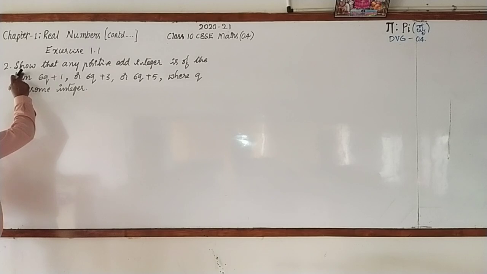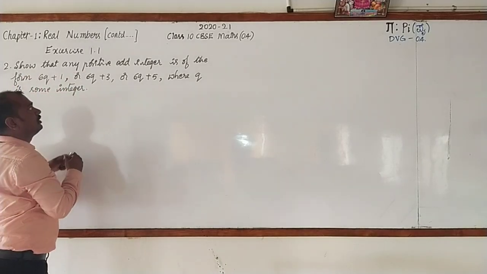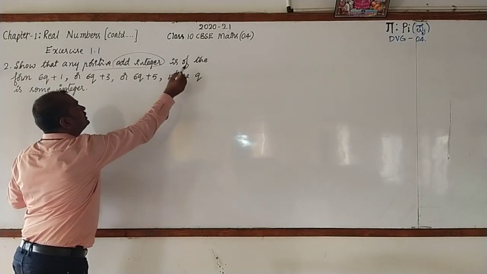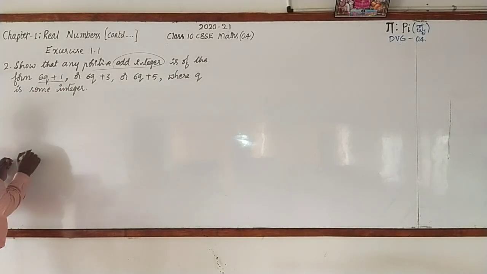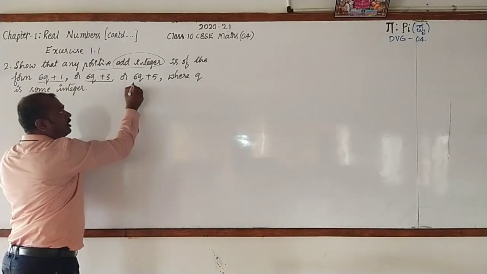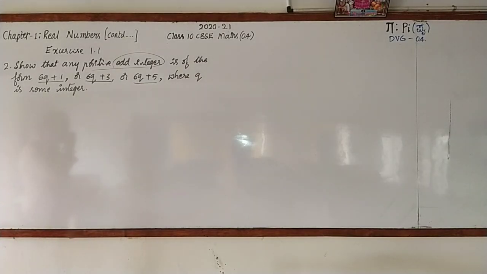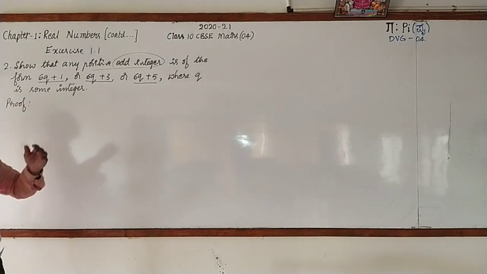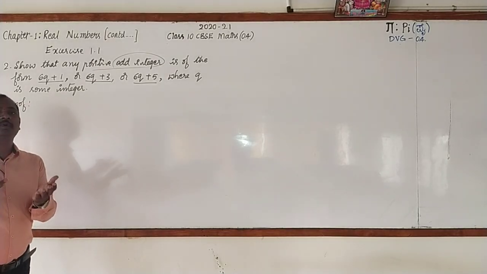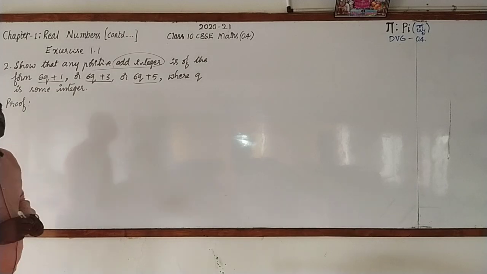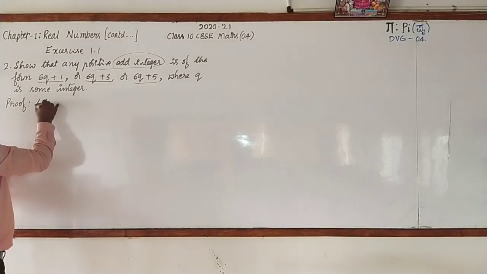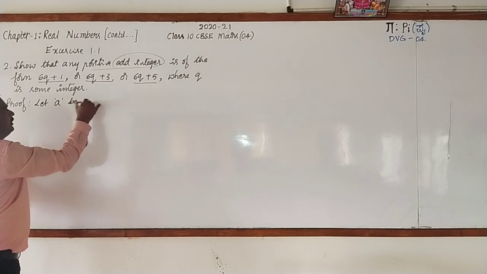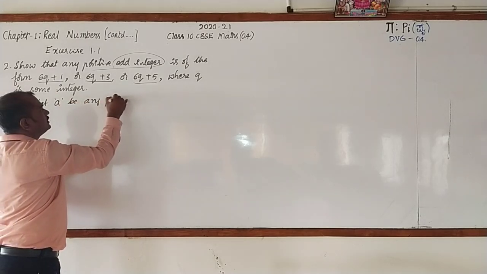The question is, show that any positive odd integer is of the form 6q plus 1, 6q plus 3, or it may be 6q plus 5, where q is some integer. Now, let us go for proving this. Show that any positive odd integer. What is that positive integer? It is unknown to us. Let us go for assuming. I'll write it as let a be any positive integer.